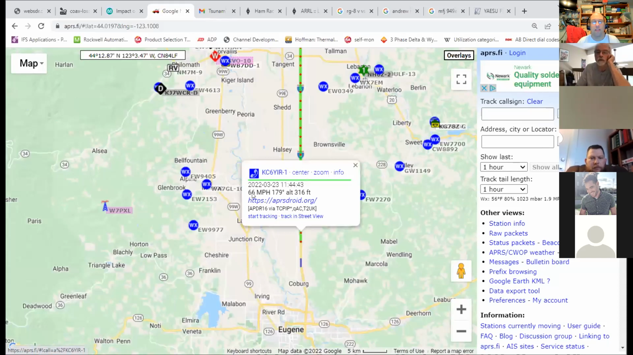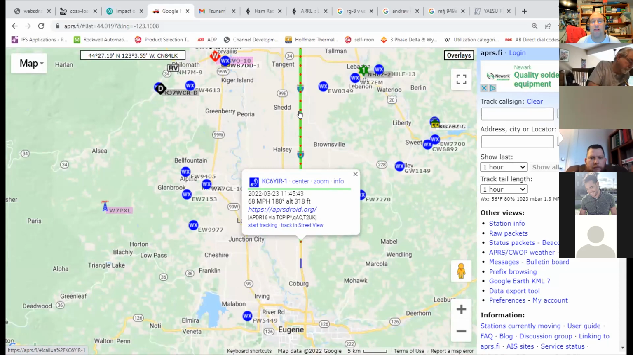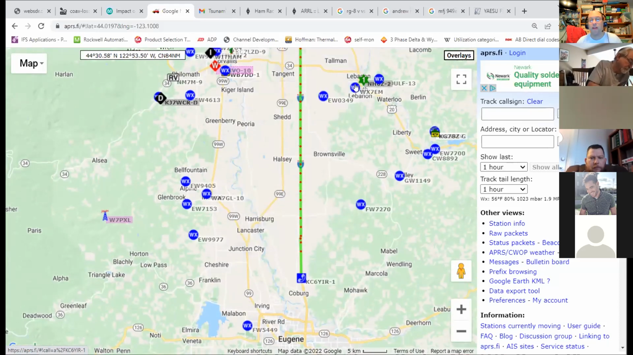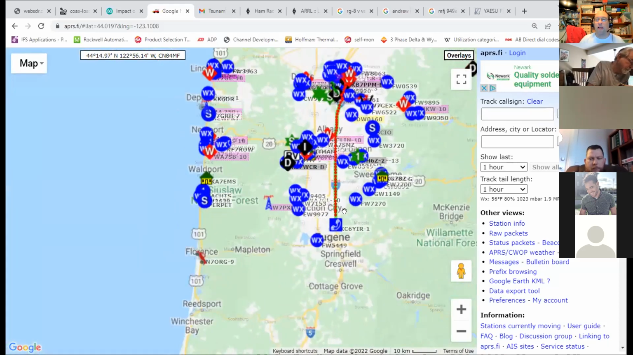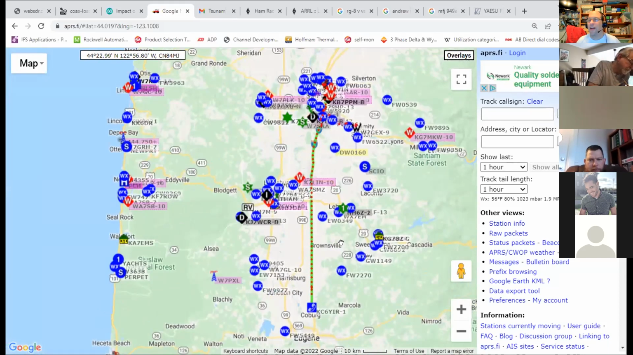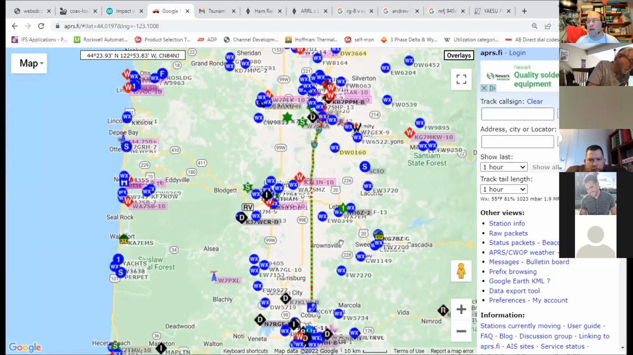And it says, okay, 66 miles an hour, 179-degree heading, 316 feet. And we can see the time that he was there. And this is basically, he's got an APRS transmitter in his car identifying the station and where he is and where he's been and how fast he's going.